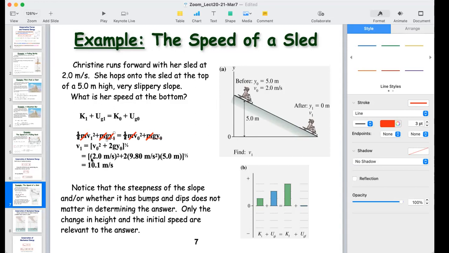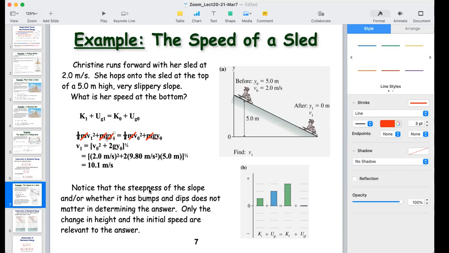Okay, so we have 2 meters per second squared plus 2 times 9.80 meters per second squared multiplied by the initial position, y0, which is 5 meters. And all this needs to be under the square root. If you do all the calculation, it comes to 10.1 meters per second.